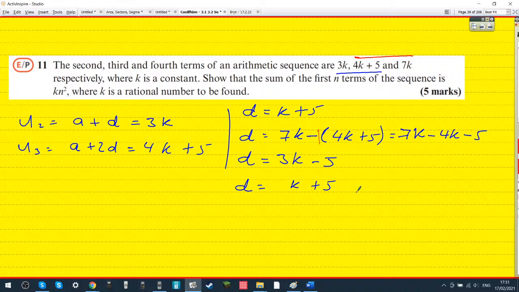What do you do next? Simultaneous equations. Yes. K is a number to be found. So D is the second term takeaway first. D is also the third term takeaway second. It's any term takeaway previous. Any term plus d gives you the next term. D is any term minus previous. And then you have to calculator it up.